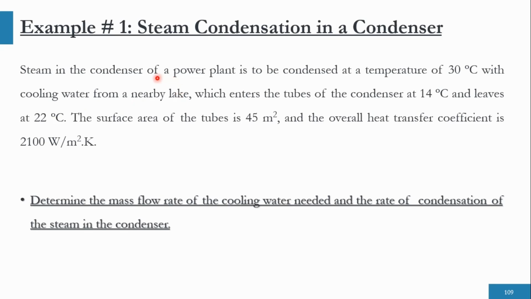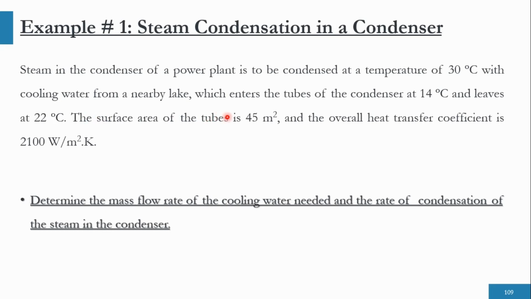So we know the steam is entering the condenser at 30 degrees centigrade. We know the cooling media is cooling water in the system, or the cold stream is cooling water, the hot stream is steam, and the inlet temperature of the cooling water is 14 degrees centigrade and the outlet temperature is 22 degrees centigrade.